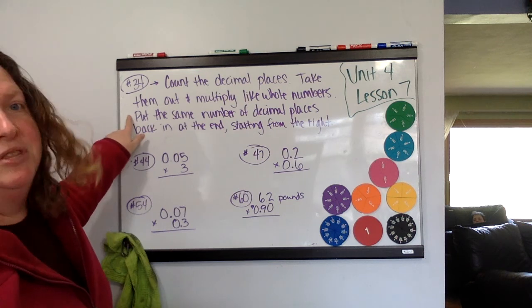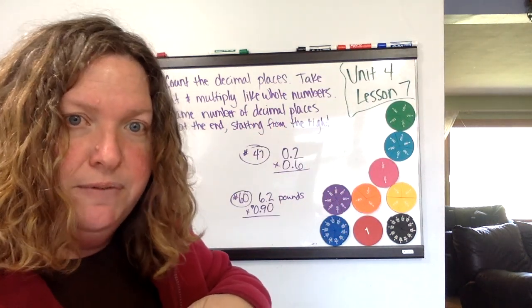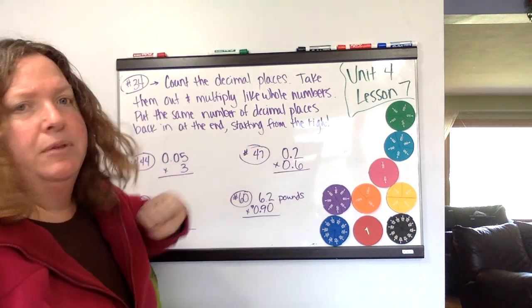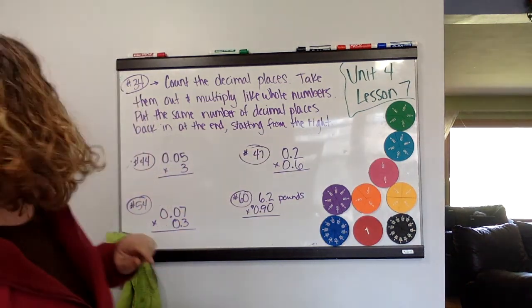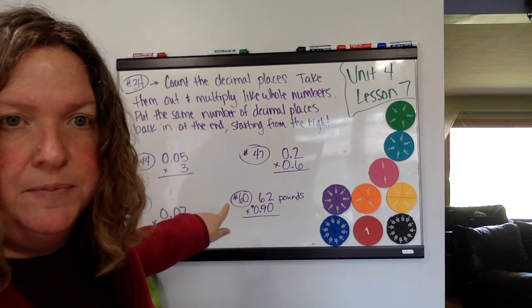Then we're going to put the same number of decimal places back in at the end once we found the answer, starting from the right. So let's take a look at what that means. Here's 5 hundredths times 3.